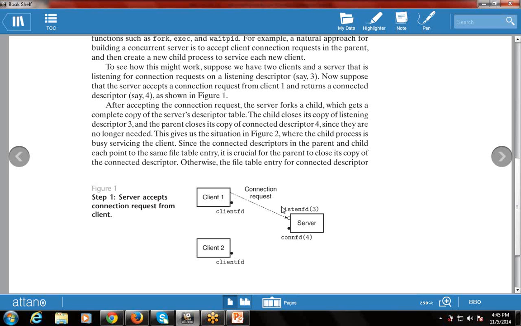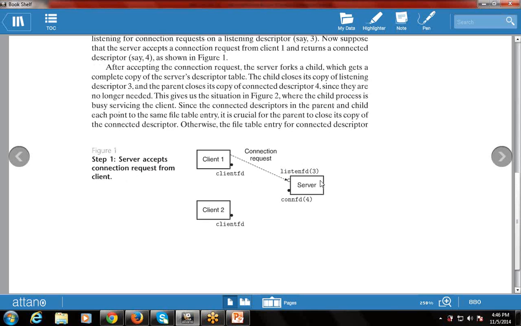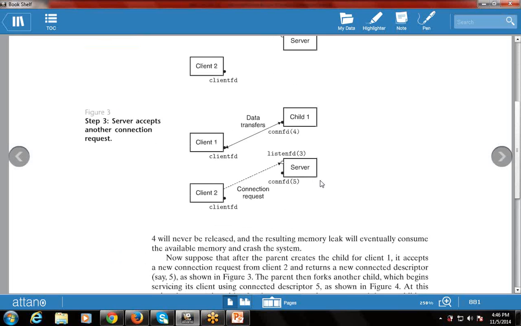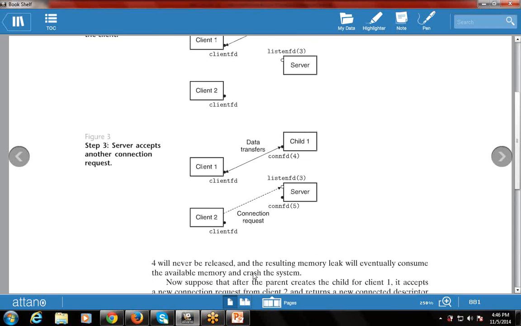maintained. The next line says, since the connected descriptors in the parent and the child each point to the same file table entry, it is crucial for the parent to close its copy of the connected descriptor. Otherwise, the file table entry for the connected descriptor will never be released. Now suppose that after the parent creates the child for client 1, it accepts a new connection request from client 2 and returns a new connected descriptor, as shown in figure 3.